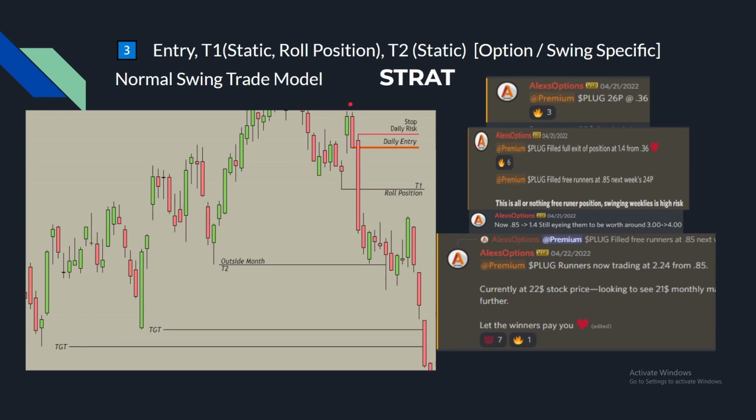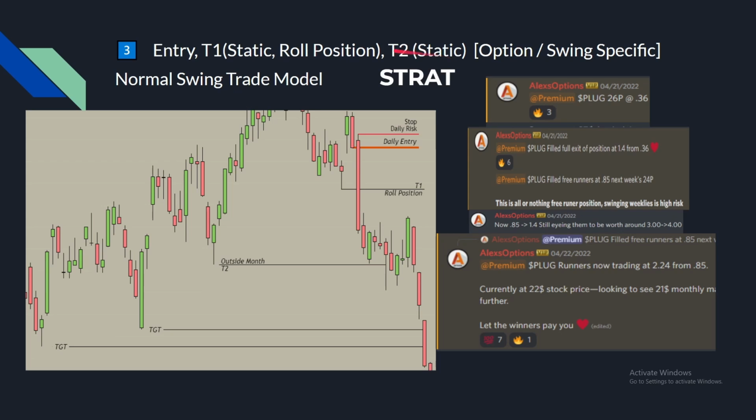We have now number 3. So number 3 is going to be entry with a T1, and it's going to be static. We know it beforehand. And then instead of moving stops to break even or using a trailing stop, this is where we look to swing. We're going to roll a position. And all this means is that we're going to be selling fully out of whatever options we decided to take on that trigger and moving into further dated options with further strikes using profit. And I'll give you some numbers so it makes a little more sense in a second.